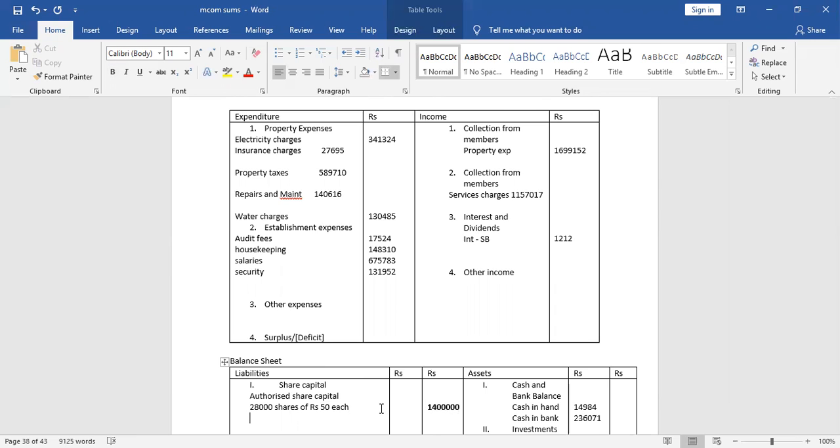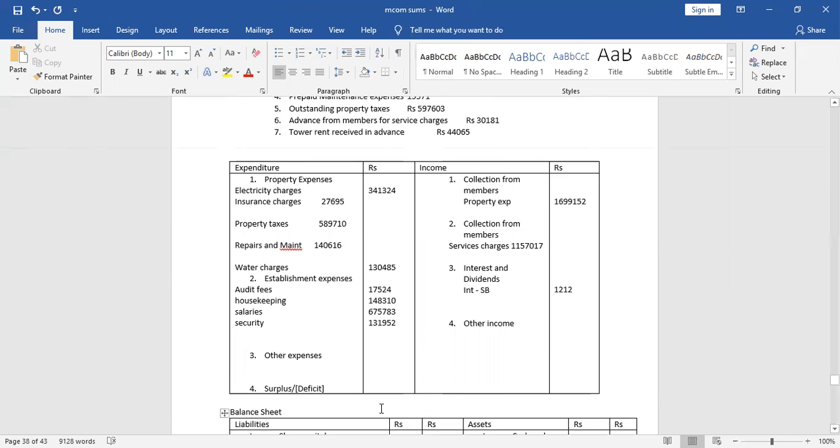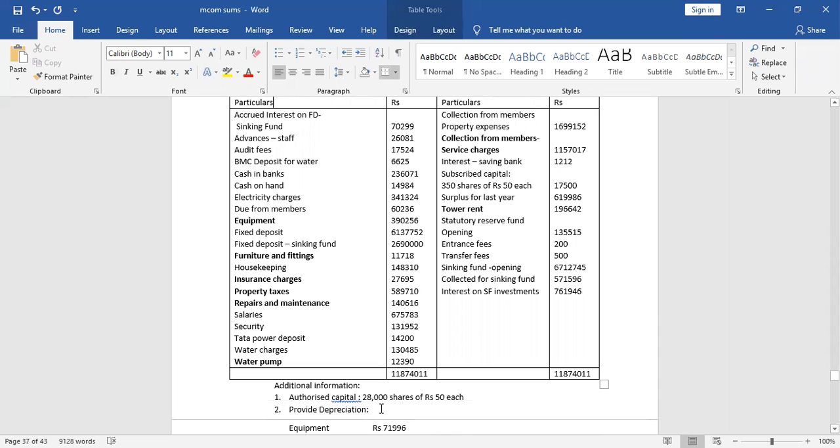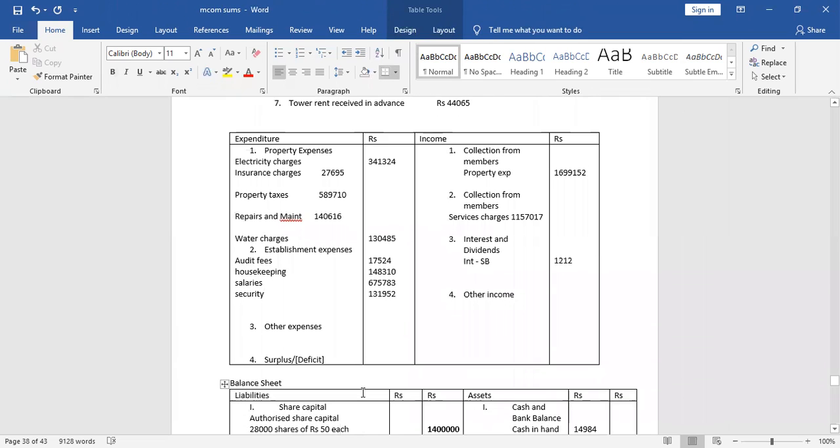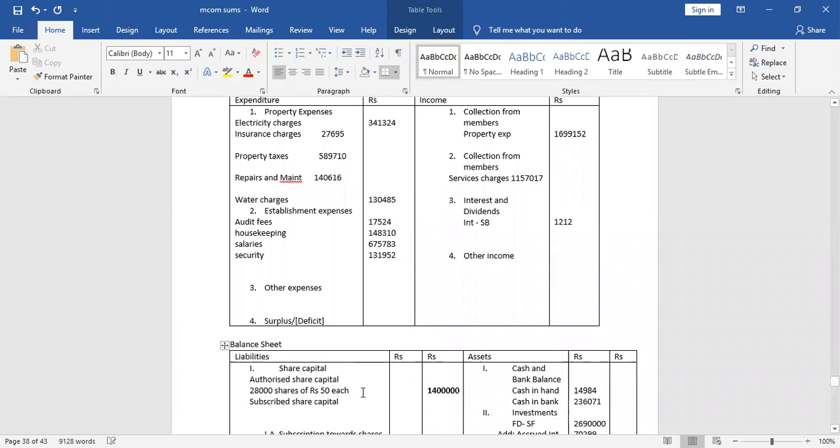Then we have subscribed share capital. What is the amount? 350 shares of rupees 50 each, 17,500. So we'll write here 350 shares of rupees 50 each, 17,500.